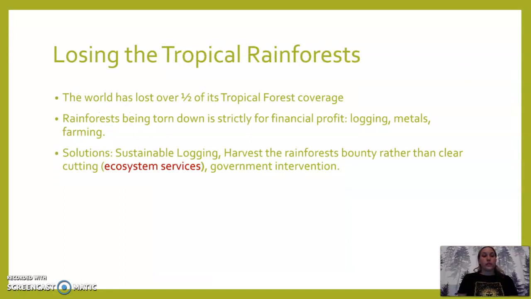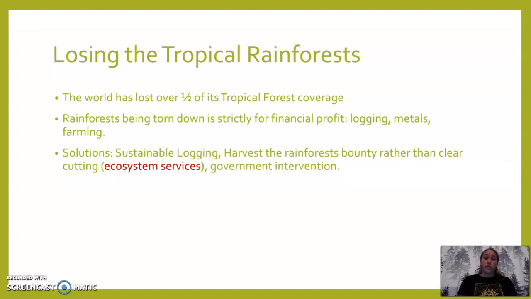Losing the tropical rainforest. The world has lost over half of its tropical rainforest coverage. Rainforests are being torn down strictly for financial profit. So you have your logging, your metals, gold mining, silver mining, things of that nature. And then you have your farming.